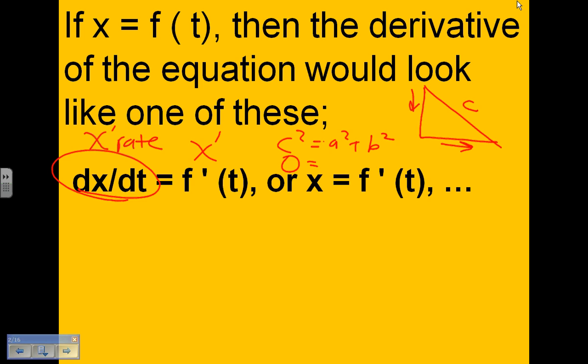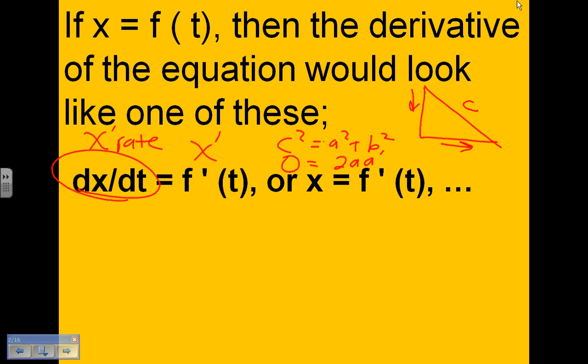Let's put on your implicit differentiation thinking caps. And what would be the derivative of a squared if you were taking it with respect to time? 2a a prime. Nice.